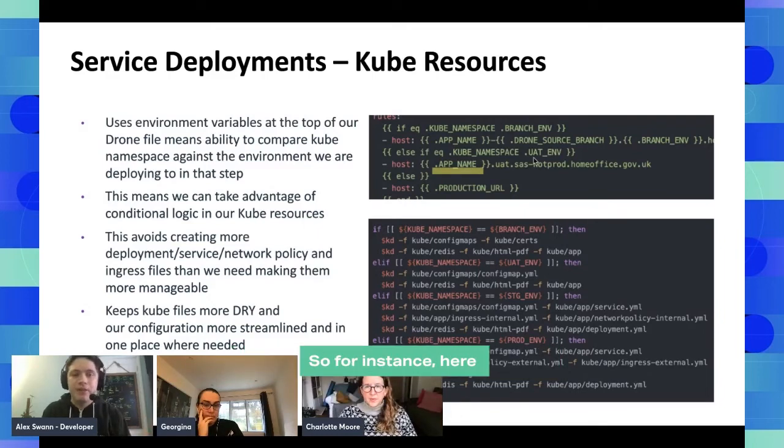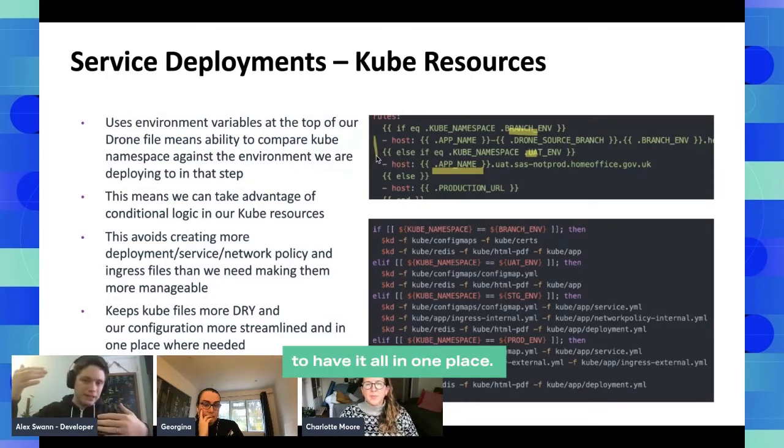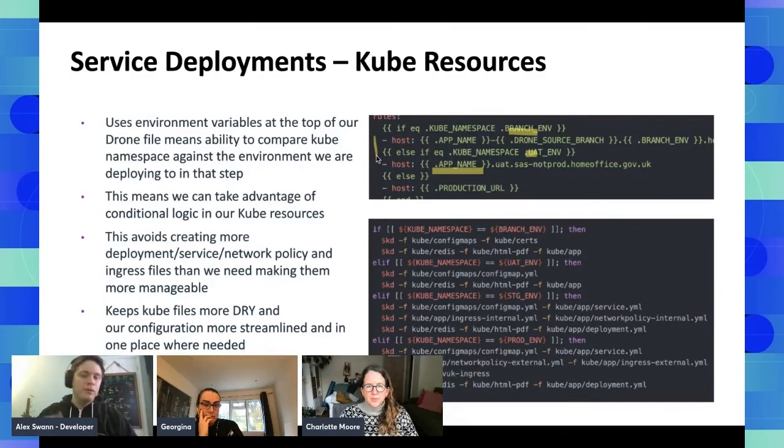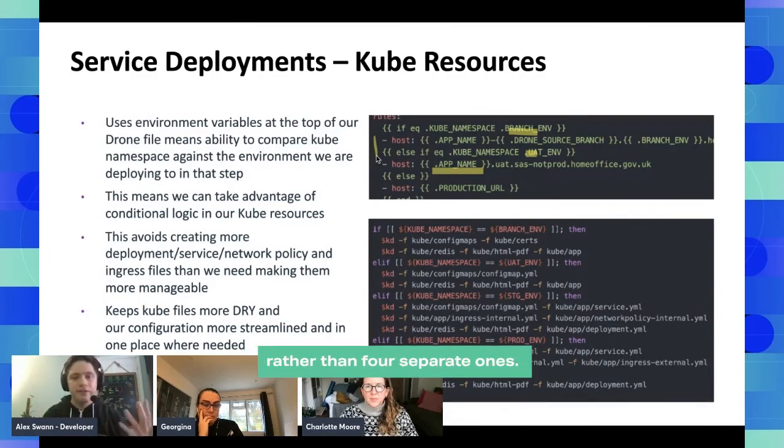So for instance, here we've got our different environments: branch, UAT, and production. And rather than having multiple ingress files or multiple deployment files, it's quite nice to use the sort of conditional logic that I think is similar to Helm, to have it all in one place. So you can have just one ingress file for branch, UAT, stage, and production, rather than 4 separate ones.